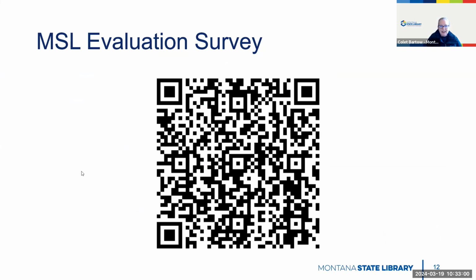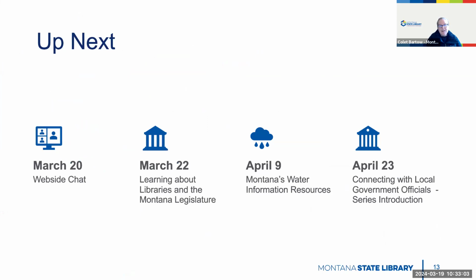And if we go to the next slide, we have so much coming up over the next couple of weeks. Tomorrow is our website chat. We have another webinar on Friday this week, learning about libraries in the Montana legislature. April 9th is going to be a water information resource session that I think is a great resource for librarians to know, so that when patrons come and have these stumper questions about drought and rainfall and things like that, you have a good heads up on our essential resources around water information.